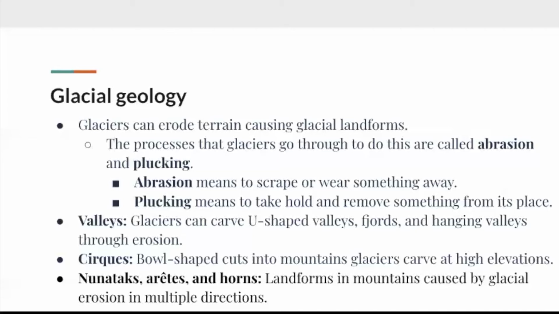So think about a lake. If you were to take a lake at the top of a mountain on the higher elevation at the edge, that would be a cirque when it's frozen. And then pyramidal peaks, arêtes, and horns are landforms in mountains that are caused by glacial erosion in multiple directions. The things that are formed by these are peaks and ridge lines in mountains.